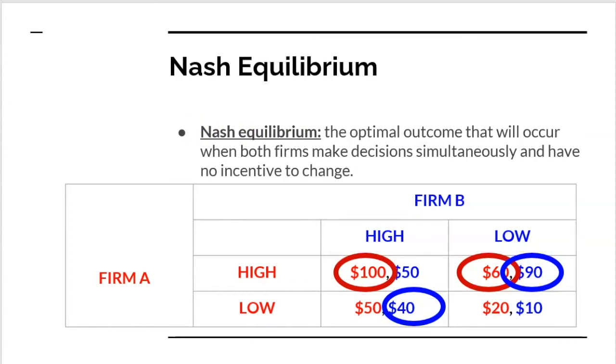And so we get to the point of what we're going to call a Nash equilibrium. A Nash equilibrium is just the optimal outcome that would occur when both firms make a decision simultaneously and have no incentive to change here. So here, our Nash equilibrium is firm A going high and firm B going low. This box right here, right? Because we know firm A has a dominant strategy of always going high. No matter what firm B does, firm A is always going to go high. And so firm B then has the incentive to always go low in that scenario. And so that's why firm A high, firm B low is going to be our Nash equilibrium.